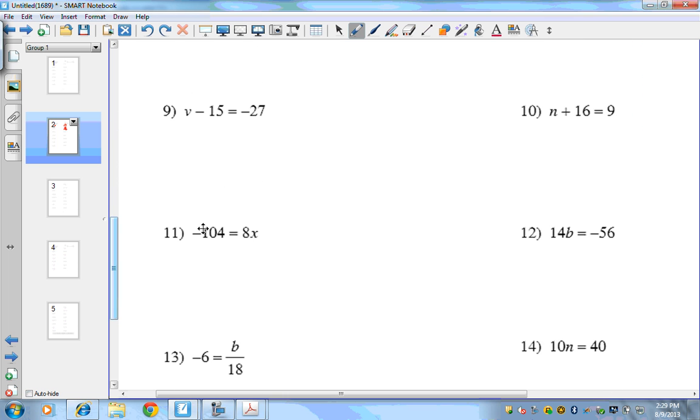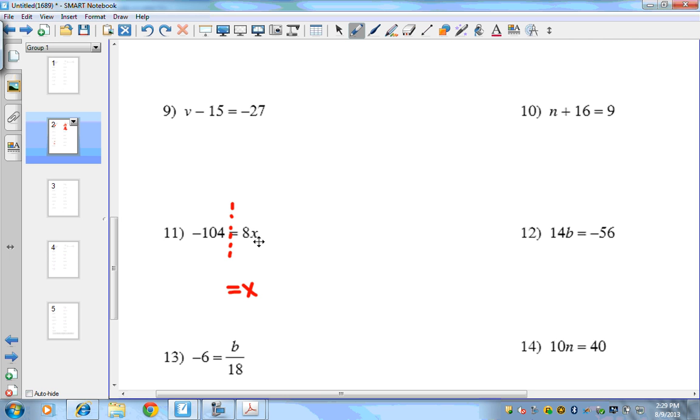All right, here's one. Problem number 11. You have negative 104 is equal to 8x. Now, we're at a point here where the 104 and the 8x have been separated by the equal sign, but either way, they could not be added or subtracted together. But we still need to solve for x.